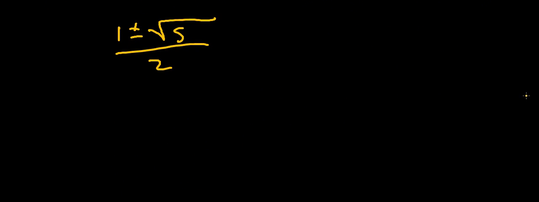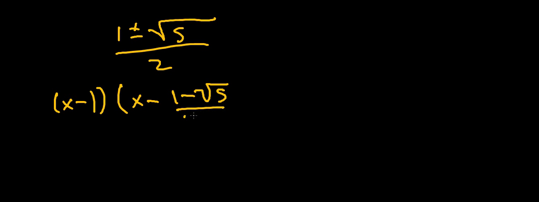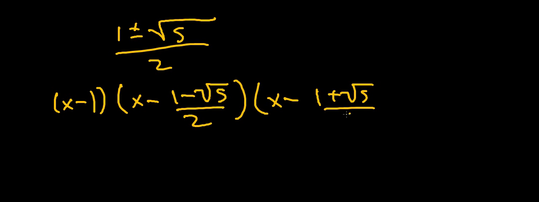So that's going to be a bit annoying to graph. That's why I picked these ones. So this finally simplified into x minus 1, x minus 1 minus the square root of 5 over 2, and x minus 1 plus the square root of 5 over 2. Sorry about that, getting ahead of myself. So it has zeros of 1, positive 1 minus the square root of 5 over 2, and positive 1 plus the square root of 5 over 2.